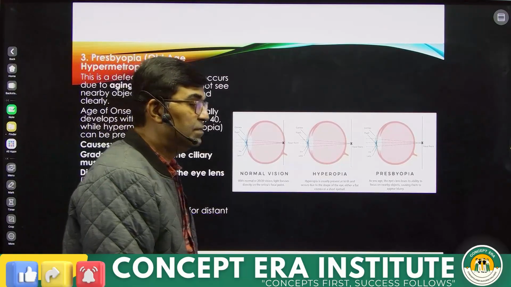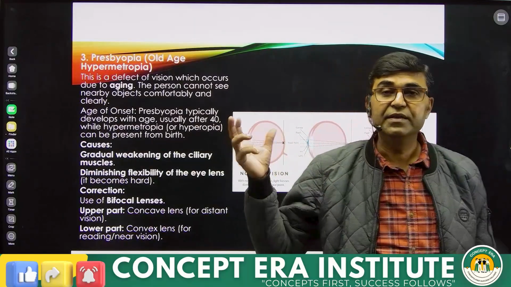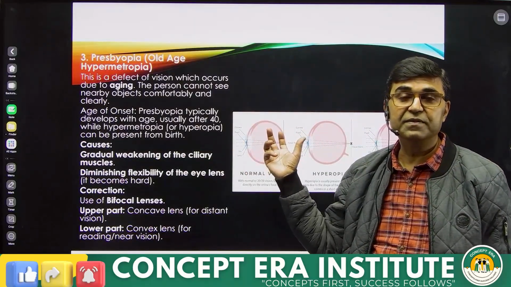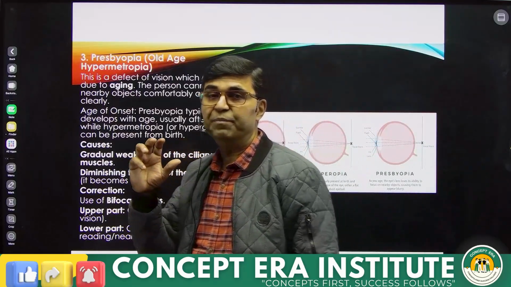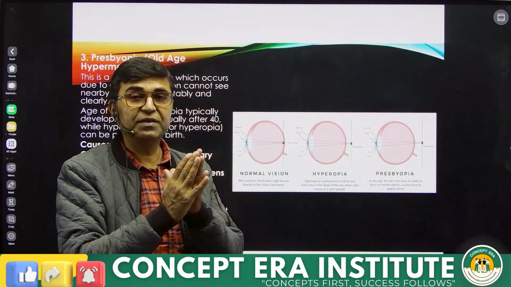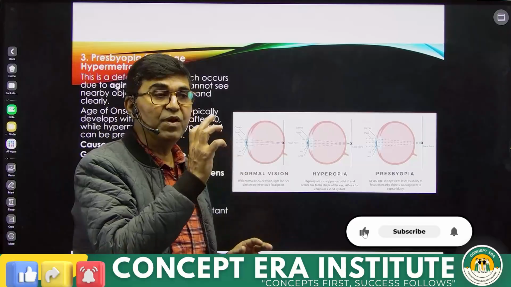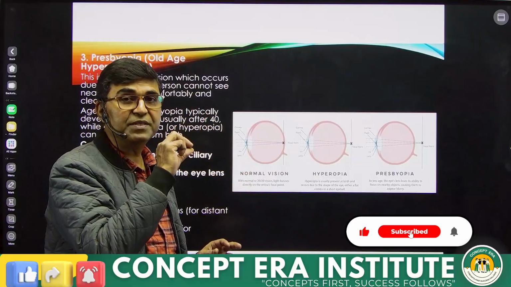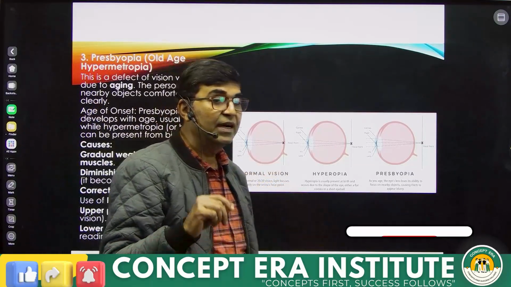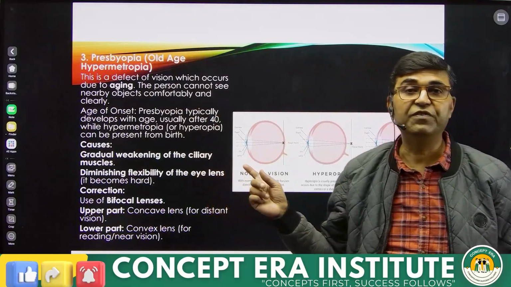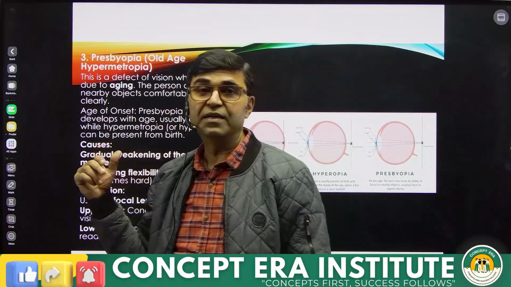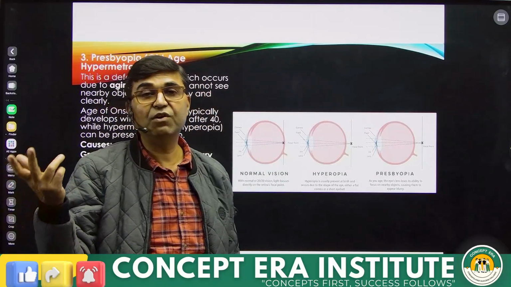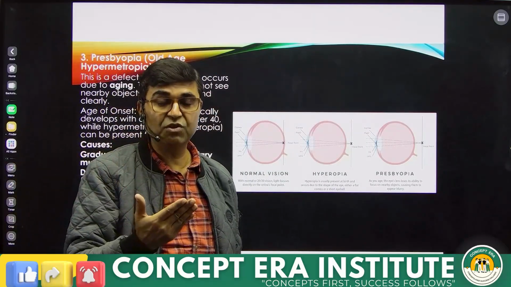Sometimes, when the crystalline lens has lost its flexibility, beyond a certain point it cannot get thin, and beyond a certain point it cannot be compressed. In that case, a person may suffer from both the defects simultaneously. That is, his distant vision is also affected and his near vision is also affected.